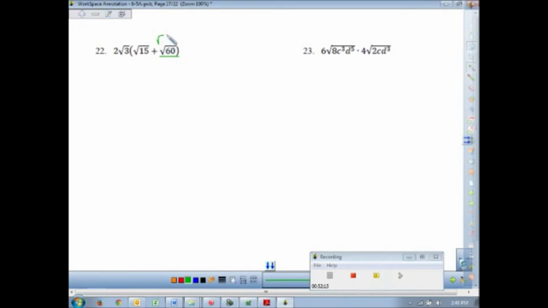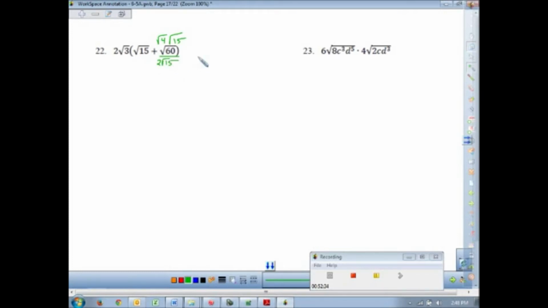And it's 4. How many times? Take a wild guess how many times it'll go in there. 15 times. Right? So I just wrote it above a little bit, and don't I really have 2 square roots of 15 right there? Isn't that what that is?